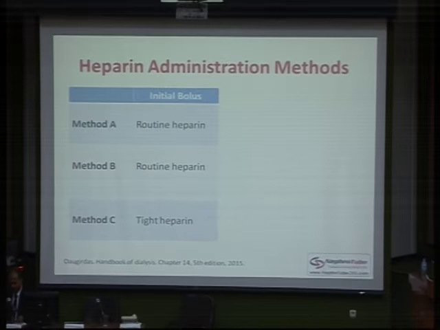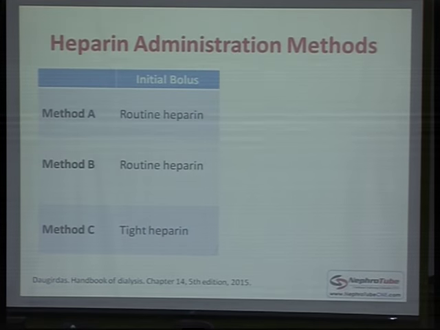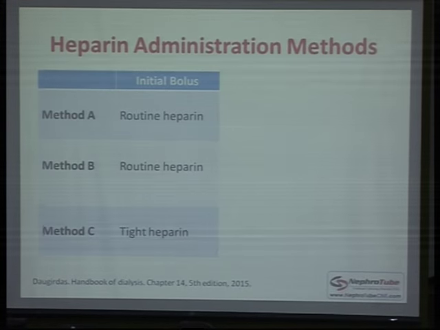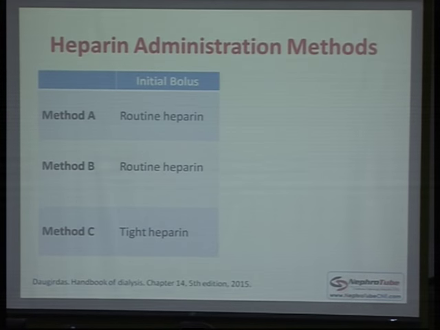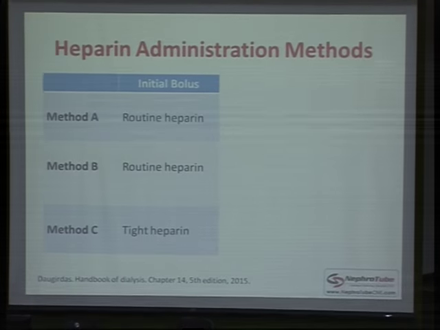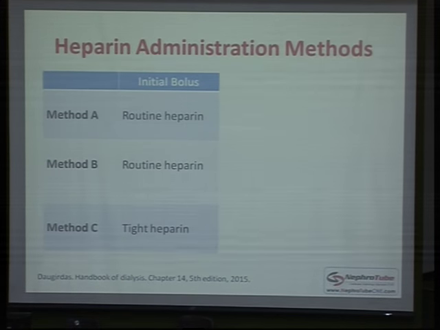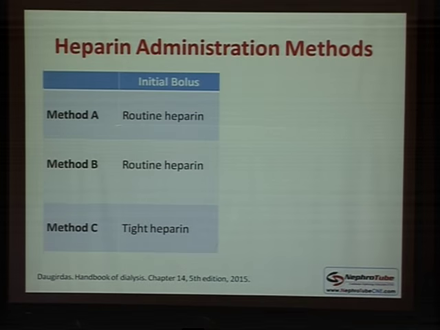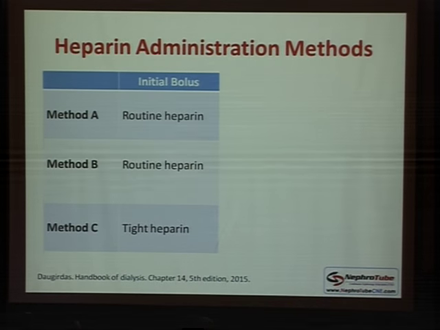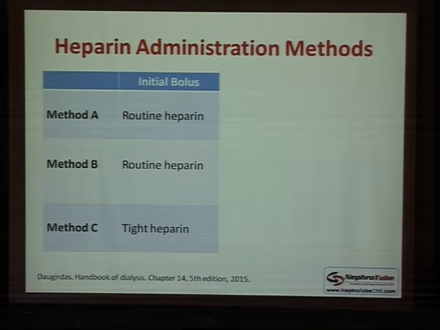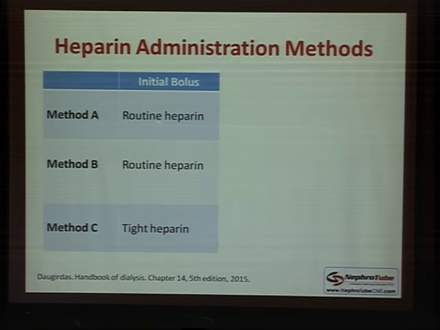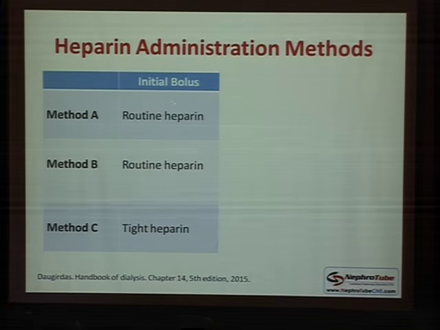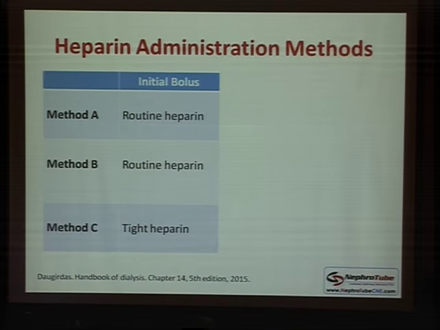Many heparin administration methods are available. Actually, there is no ideal or highly recommended method for the use of heparin. All methods differ by center experience. Generally, they are divided into three major methods, method A, B, and C. All of them start with an initial bolus of heparin at the start of the dialysis session. Method A and method B use a routine heparin initial bolus, which is a large initial bolus dose. Method C uses a small initial bolus dose called tight heparin.